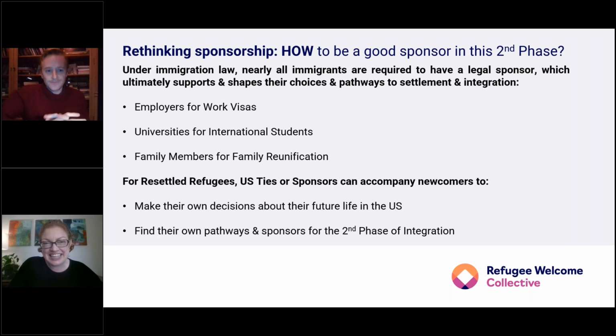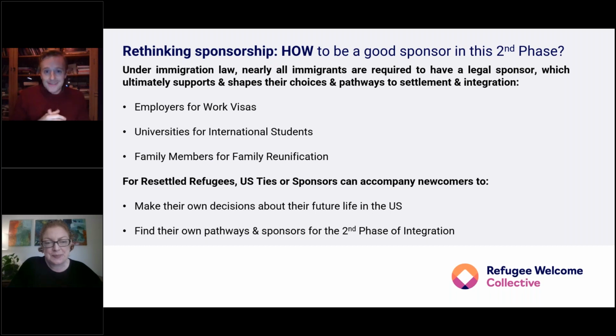But actually, sponsorship is a term that's really common in immigration. Under immigration law, nearly all immigrants are required to have some sort of legal sponsor if you want to come legally to the country. So for example, if you want to come and work in the United States, you need an employer who's going to sponsor you for a work visa. If you want to come study in the United States as an international student, you need a university that is willing to sponsor you.